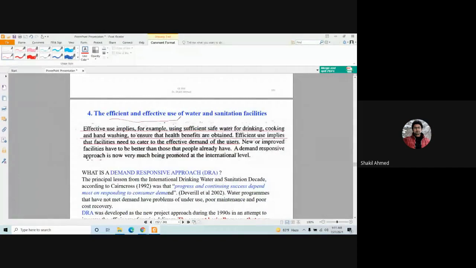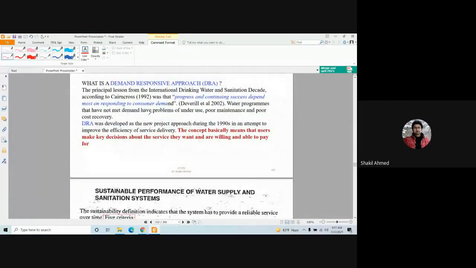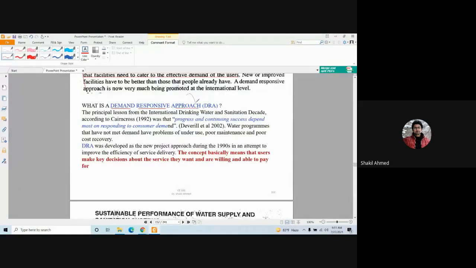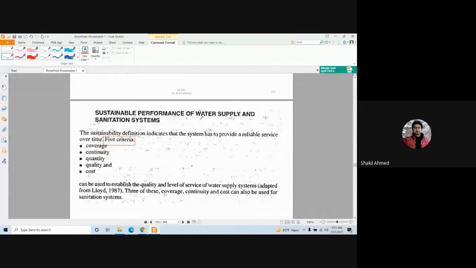And then the efficient and effective use of water and sanitation facilities. I already told you. Demand responsive approach. What does that mean? That means you will provide the service according to the demand of the community. That's called demand responsive approach. Now, if water supply and sanitation systems want to be sustainable, five criteria have to be maintained. Five criteria. What are those? Coverage, continuity, quantity, quality, and cost.